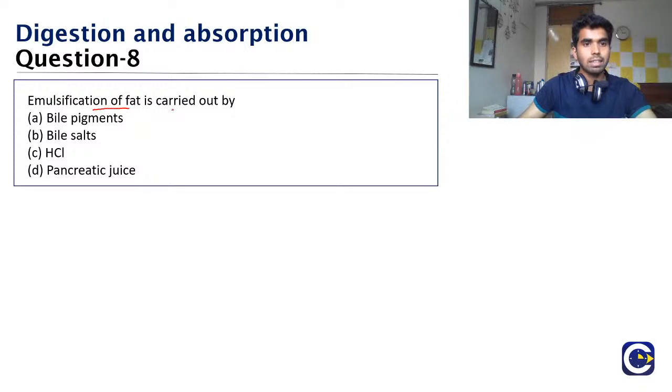Emulsification of fat is carried out by: option A, bile pigments, option B, bile salts, option C, hydrochloric acid, and option D, pancreatic juice. So what is the answer for this question?